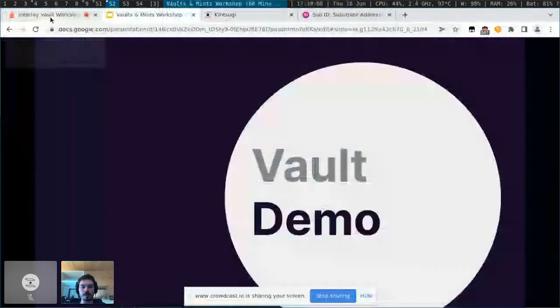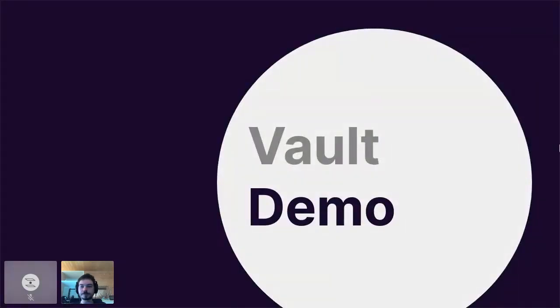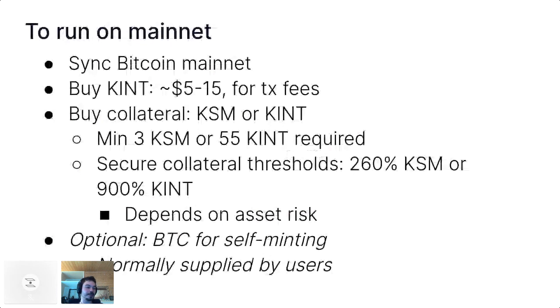Let me go back to sharing just the presentation so it can be seen better. There we go. All right, so this was spinning up a vault on testnet, simple enough. So what would this involve on mainnet? Much the same thing with a few differences.